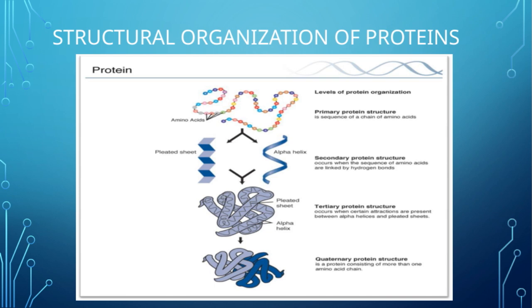Finally, some proteins have a quaternary structure, where multiple polypeptide chains come together to form a functional protein complex. Understanding this organization helps us grasp how proteins perform their diverse functions in the body, from catalyzing reactions to providing structural support. It's this intricate folding and organization that makes proteins such a fascinating and vital part of biological systems.